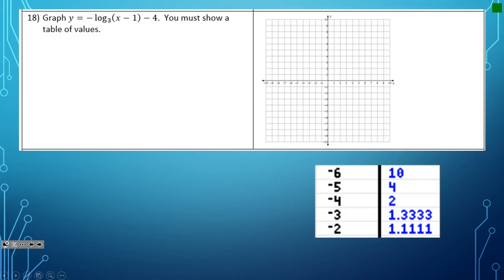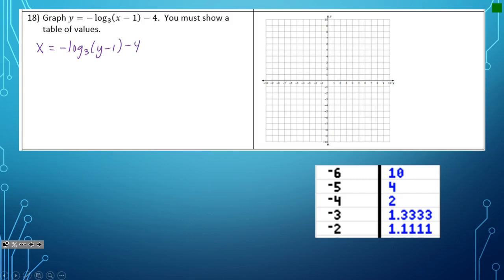The first thing we need to do is find the inverse of this, which will be an exponential function. So I already have my x and y. I don't need to replace f of x. So the first thing I'm going to do now is switch my x and y. So I would have x equals negative log base 3 of y minus 1 minus 4.